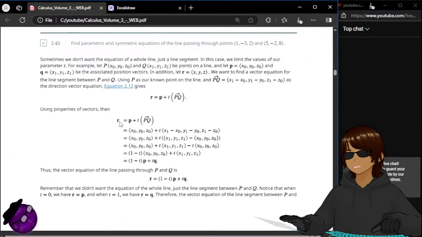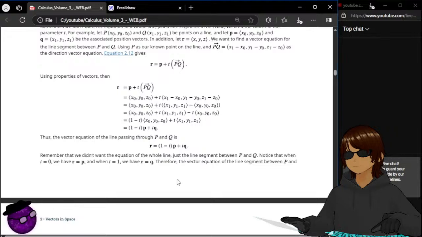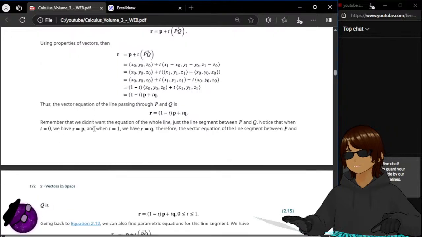So we have R is equal to P plus T PQ, and then we end up with this. Thus, the vector equation for a line passing through P and Q is R is equal to 1 minus t P plus t Q. Remember, we didn't want the equation of the whole line, just a line segment between P and Q.